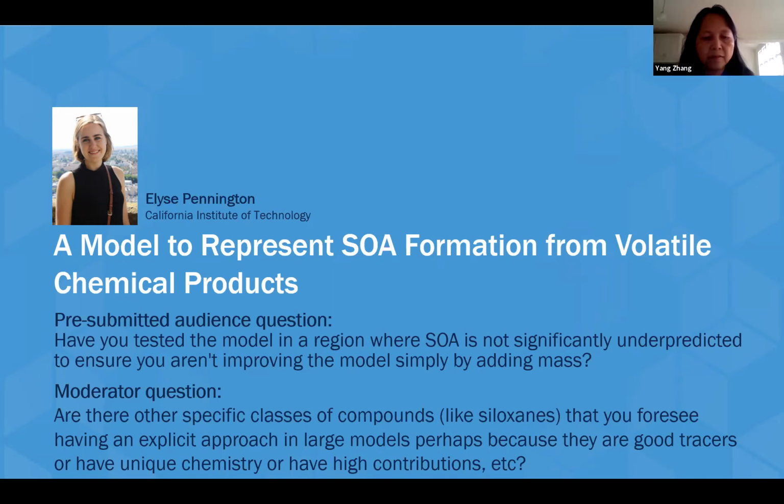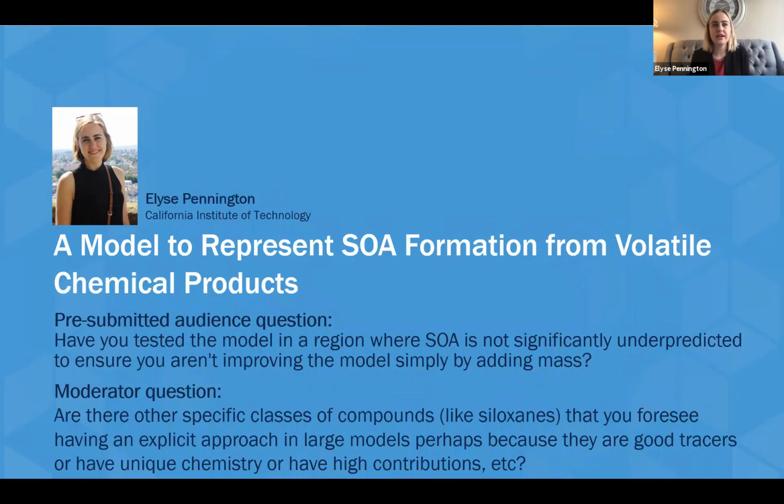We have not looked at the results in an area where SOA isn't underpredicted so far. We're in the fairly early stages. We've just been looking at Los Angeles. But we know that these VCPs are important in urban areas at least. So we would hope that the emissions would capture this difference, because typically SOA is more accurately predicted right now in less urban areas, where we would expect to have fewer emissions from VCPs.